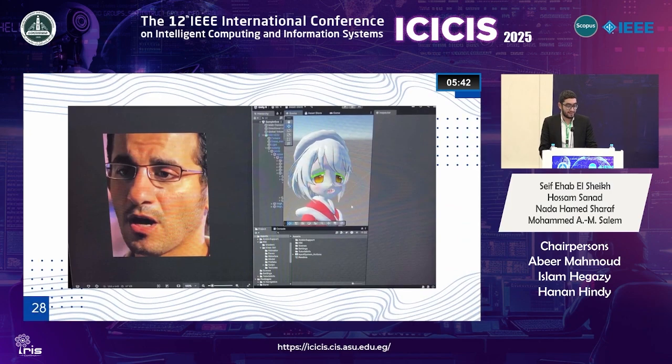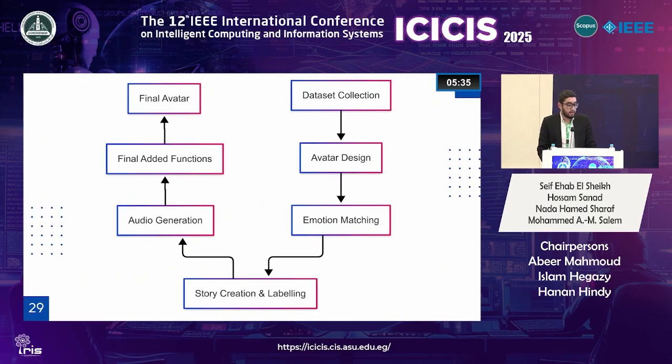This is the step where we matched the avatar to the face crop. We took the average of the blend shape weights, and these are our aesthetic emotions in the end. We had a final 14 emotions that we used. Then we go to the story creation and labeling process.